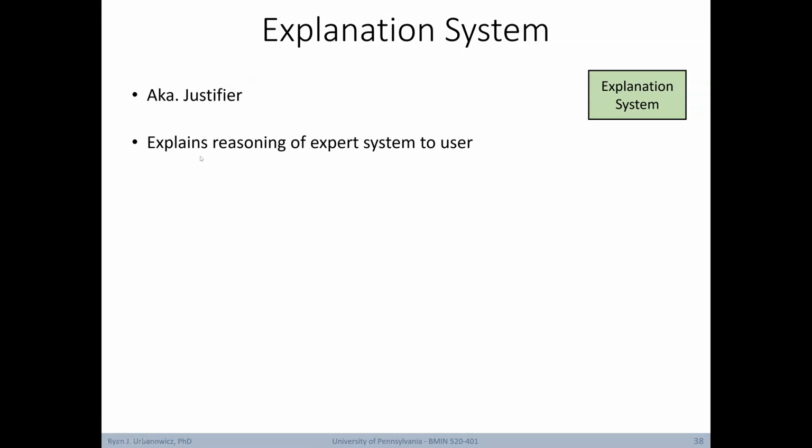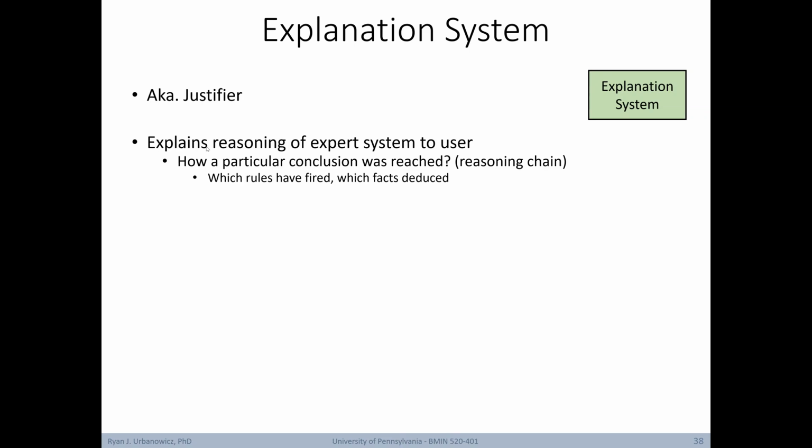Also, a quick review, the explanation system is also known as a justifier. This explains the reasoning of an expert system to the user. For example, how was a particular conclusion reached by some kind of reasoning chain? This can highlight what rules were fired and what facts were deduced along the way. They can also be used to answer why was another conclusion not reached, or why a specific fact is needed if requested by the system from the user.